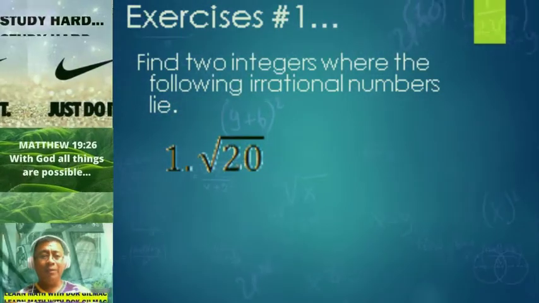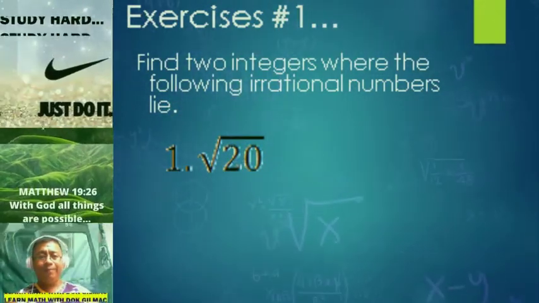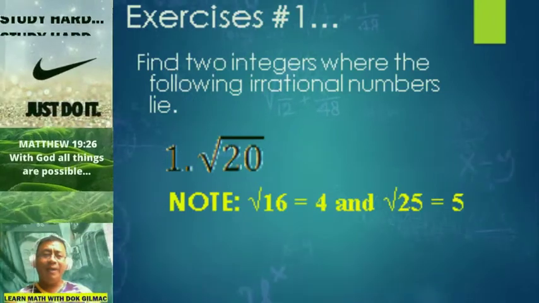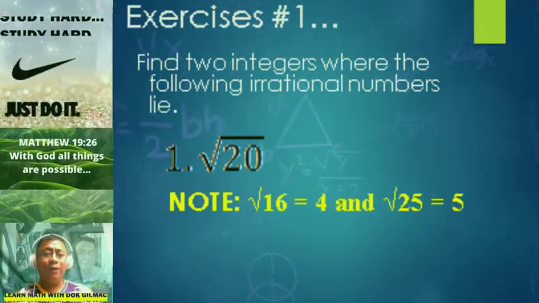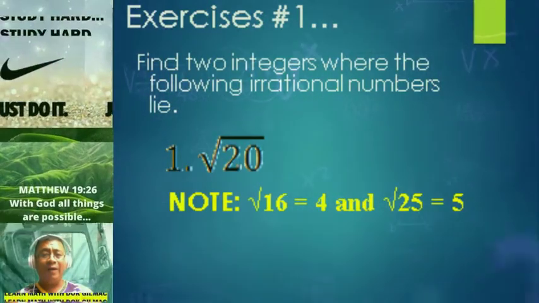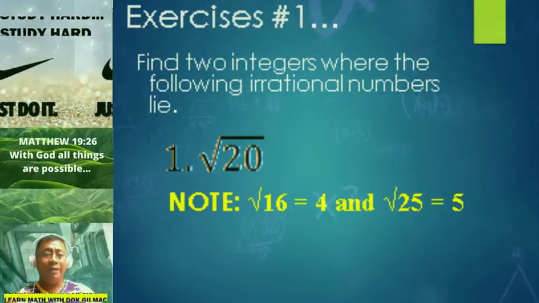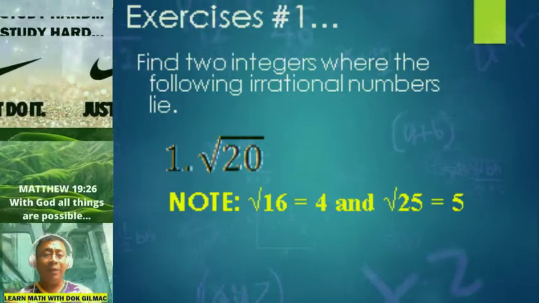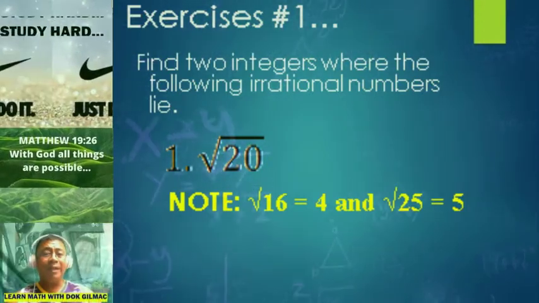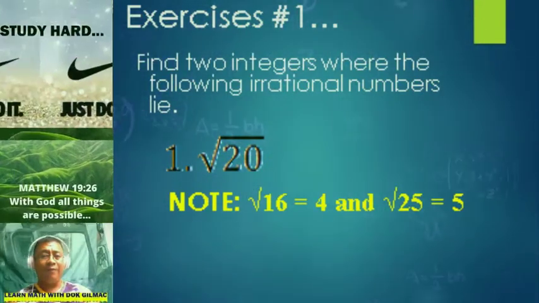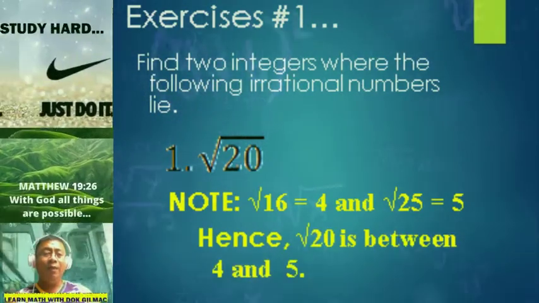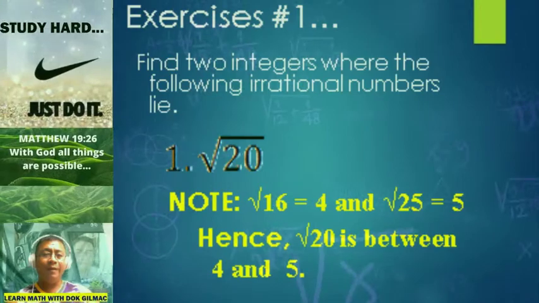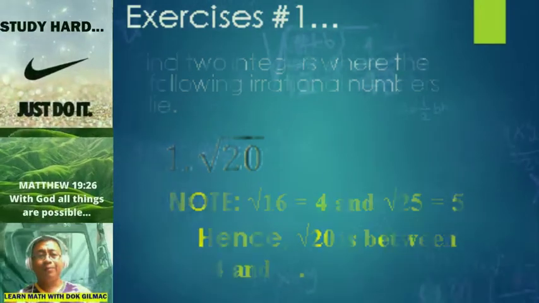Number 1. Square root of 20. Take note, class, square root of 16 is equal to 4 and square root of 25 is equal to 5. Square root of 20 is between square root of 16 and square root of 25. Hence, square root of 20 is between 4 and 5. So take note of that.